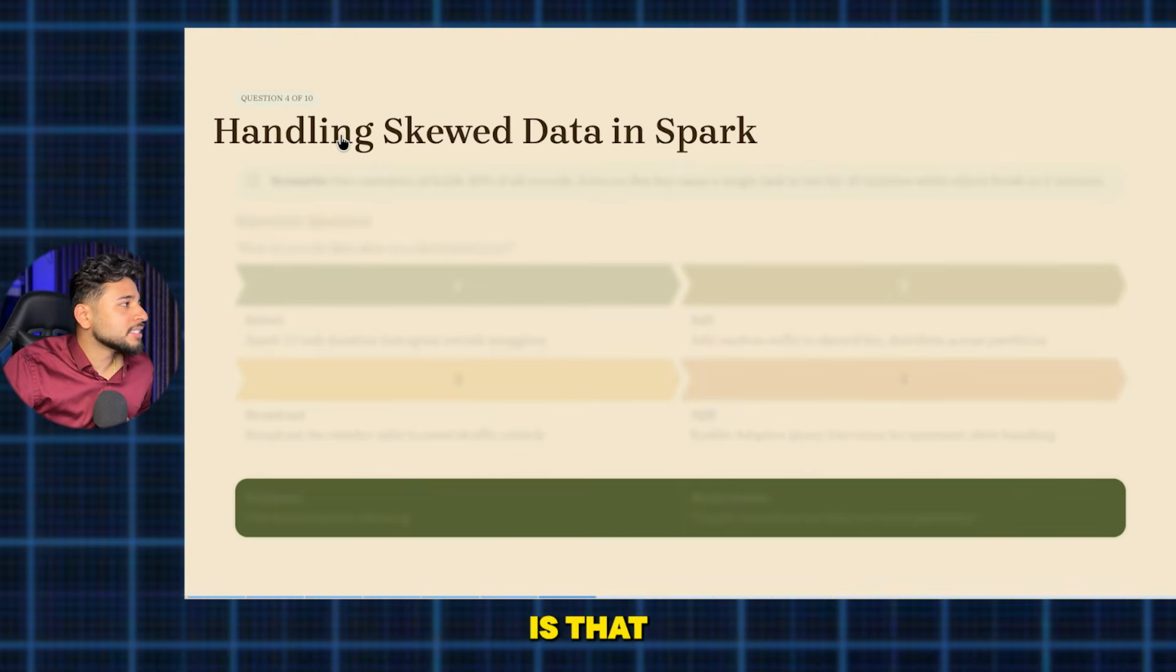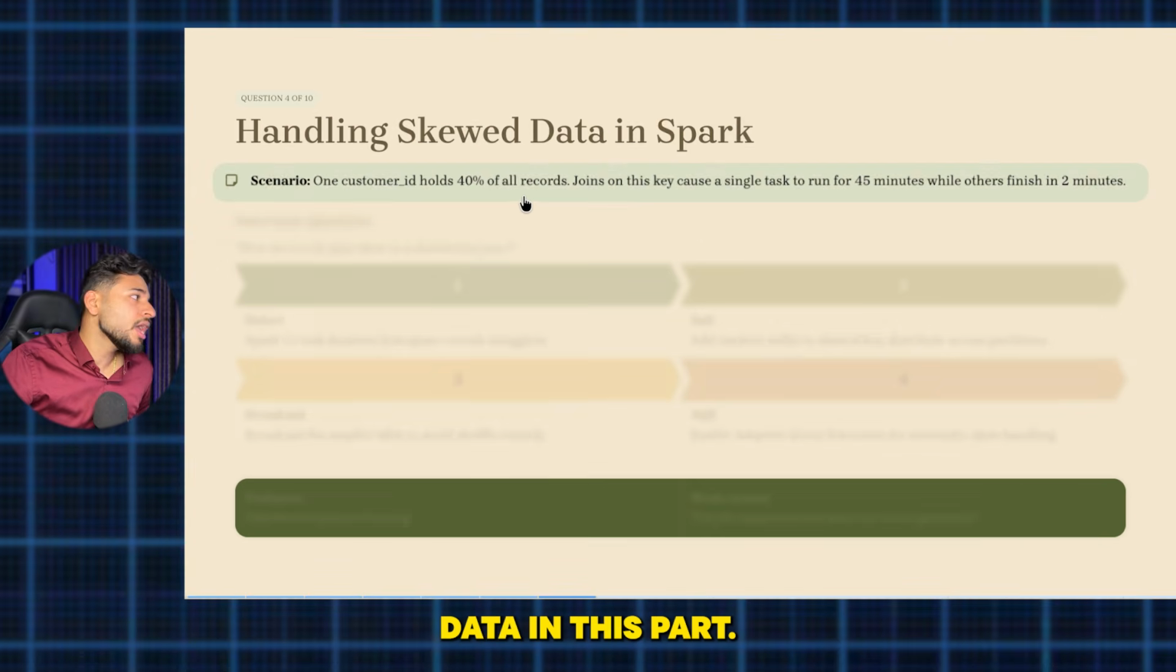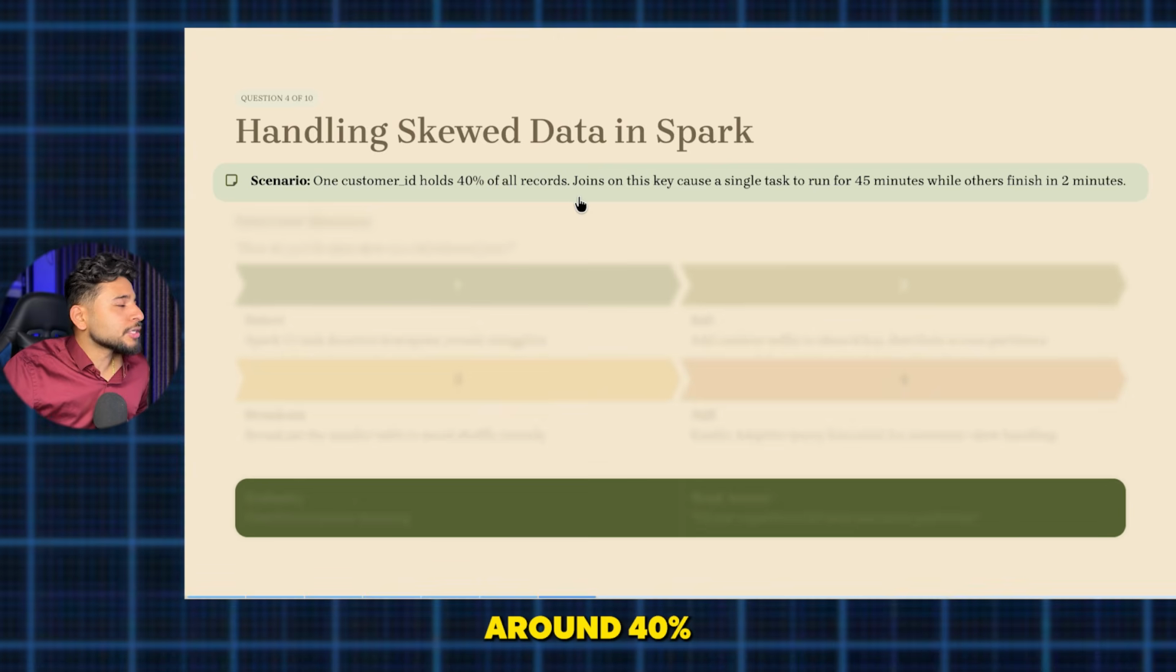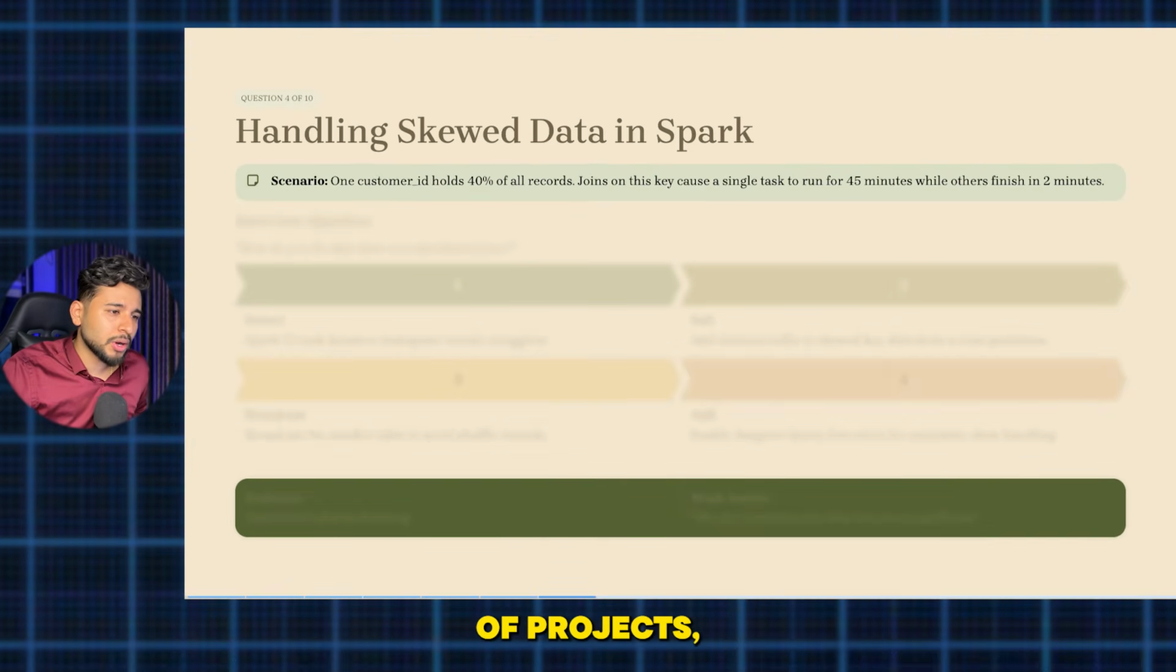Next, the fourth one is handling skewed data. How exactly will you handle skewed data in Spark? So basically the scenario is that one of the customers holds around 40% of the records. This is a classic example of data skewness, and data skewness is a main real business problem in any kind of business or project you are working on.